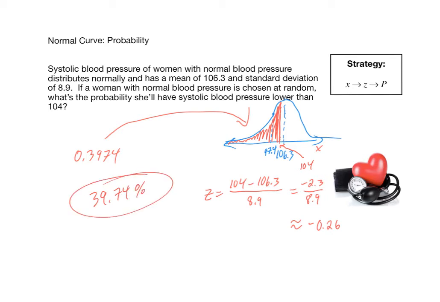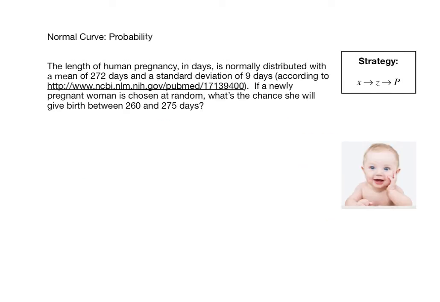We've done a problem where we found the area to the right, we found the area to the left. Now, let's do a problem where we need to find the area in between. The length of human pregnancy in days is normally distributed with a mean of 272 days and a standard deviation of 9 days. If a newly pregnant woman is chosen at random, what's the chance she will give birth between 260 and 275 days? And just to illustrate that technically a graph is not necessary, we're going to do this without drawing a graph. We need to find the area between these 2 points.